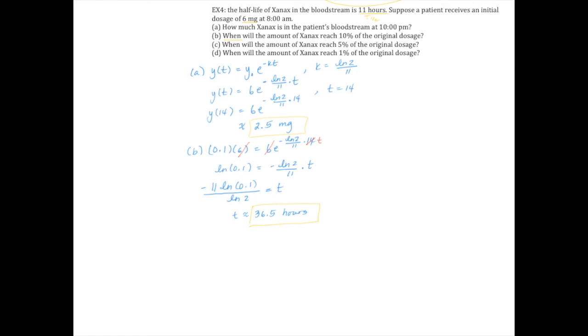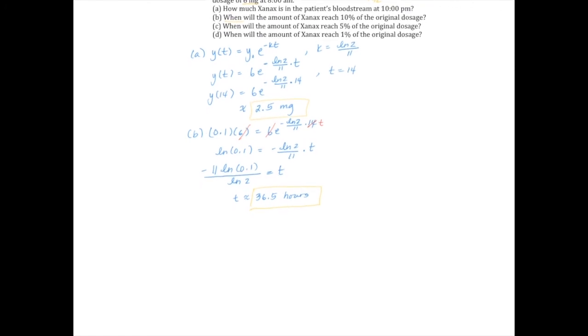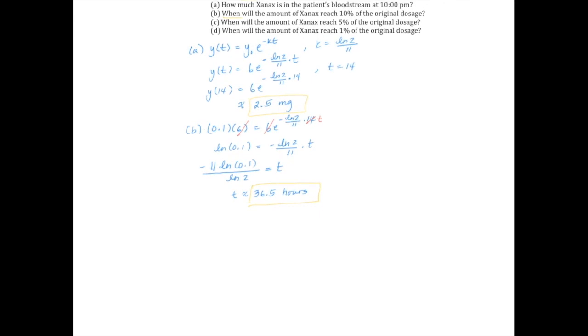Okay. So let's look at C. When will the amount of Xanax reach 5% of the original dosage? So 5% of our original dosage, which is 6 milligrams, that's what we're going to set our equation equal to. And this is all the exact same as what we did before. We're just changing some constants. So I am going to skip some steps.